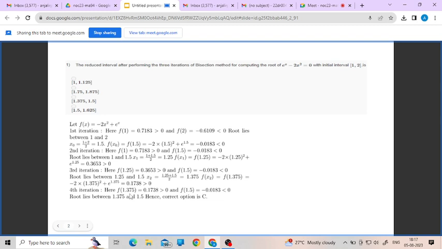So let's move to the next question. Okay. The second question is, a fixed point of the function g(x) = (x - 1)^2 + 1 is... So you have to find the fixed point of this given function g(x). Find it.